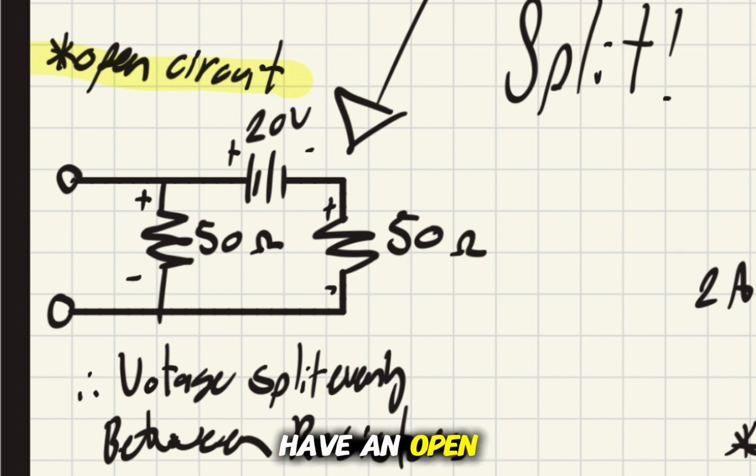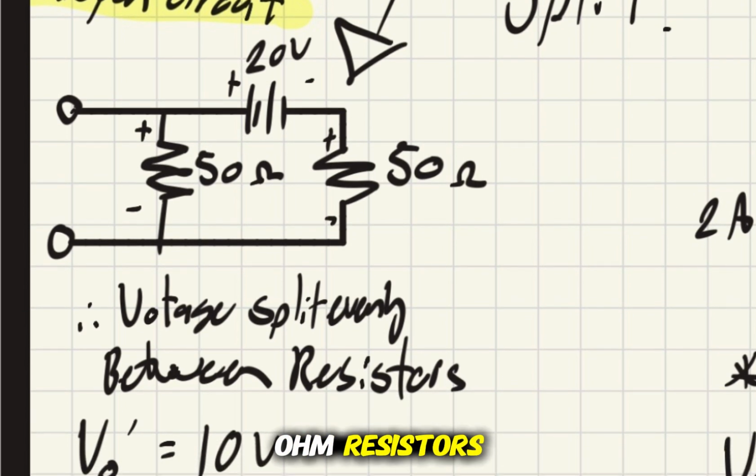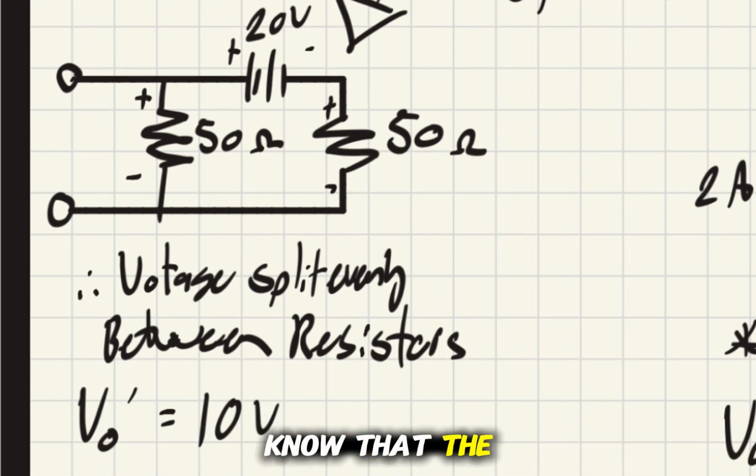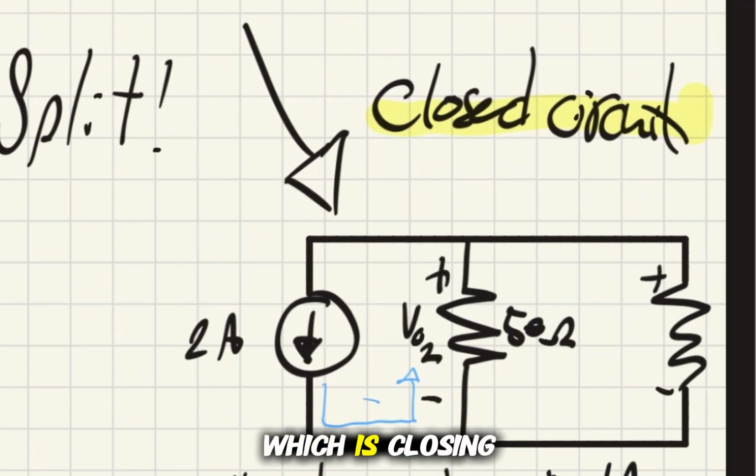So now we have an open circuit with a 20 volt source, which is split between two 50 ohm resistors. Now intuitively, we know that the voltage will split evenly between these two resistors, so we can assume half the voltage value, which is 10. Now we'll set this as our V dash value. Now from here, let's remember the other way that we could split the circuit, which is closing the voltage source, so let's check that out.